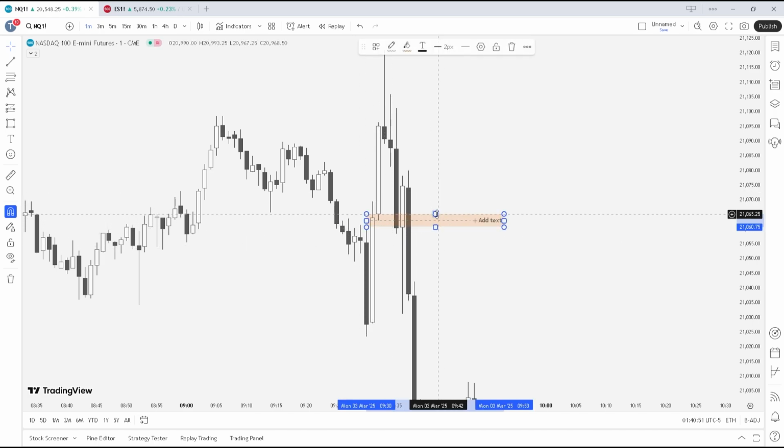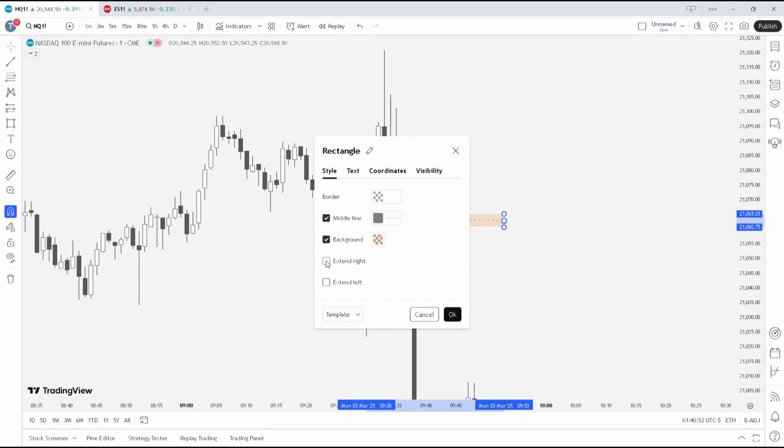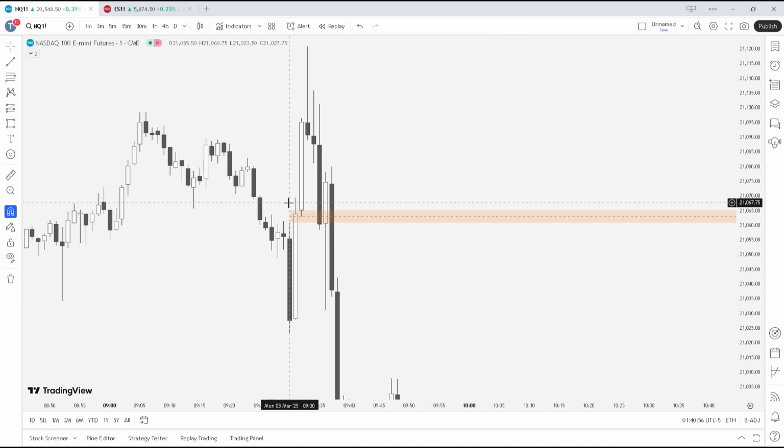And what you can do, if you double click on your rectangle tool, you can click extend right, because with the first presented gap, you want to be extending it and using it throughout the entire day. And specifically with the Monday first presented fair value gaps, you want to be using them throughout the entire week. So the way that we use first presented gaps, we can use them as a draw on liquidity or just to see price respect. And that's how you use a normal fair value gap.